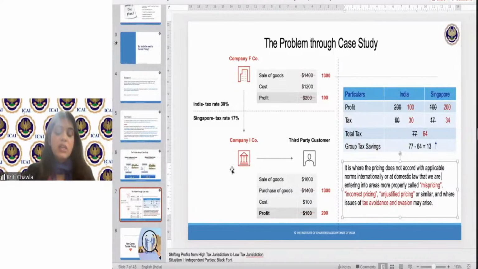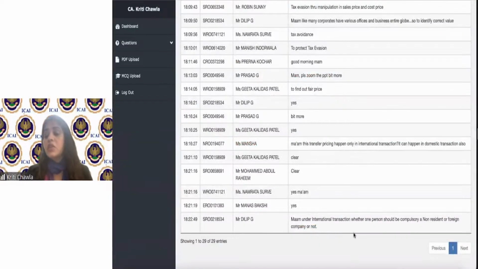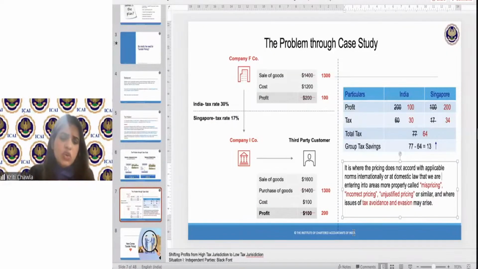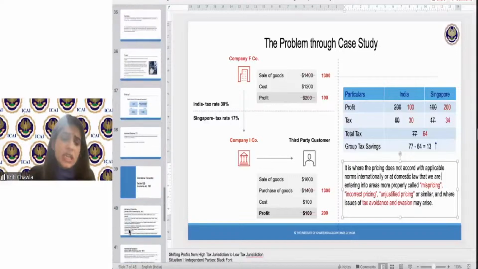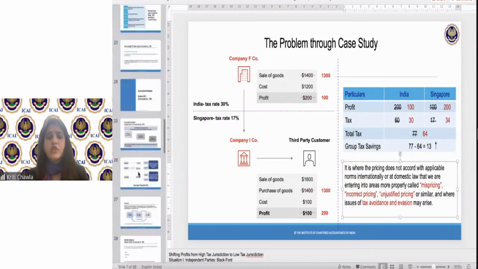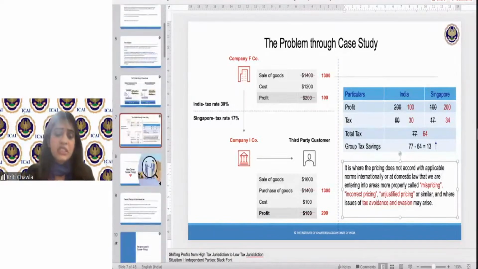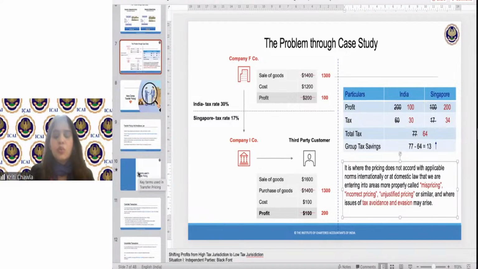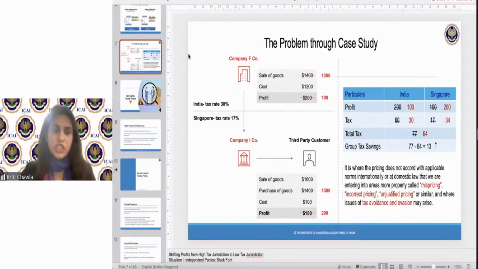This is situation one. There is a question here which asks whether one person should be compulsorily non-resident, etc. I'm going to address that when we discuss the concept around international transactions. I'm going to address this in slide number 46, whether one person should be non-resident or both resident or whatever the situation is. It's just too premature a question right now. So this is situation one, where the group tax is going to be 77.